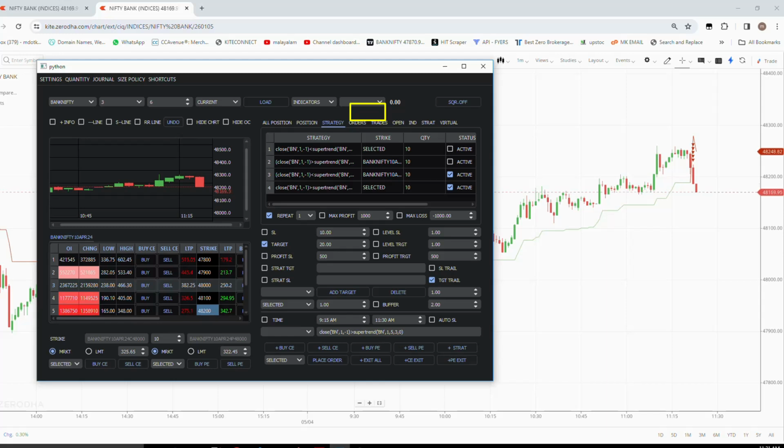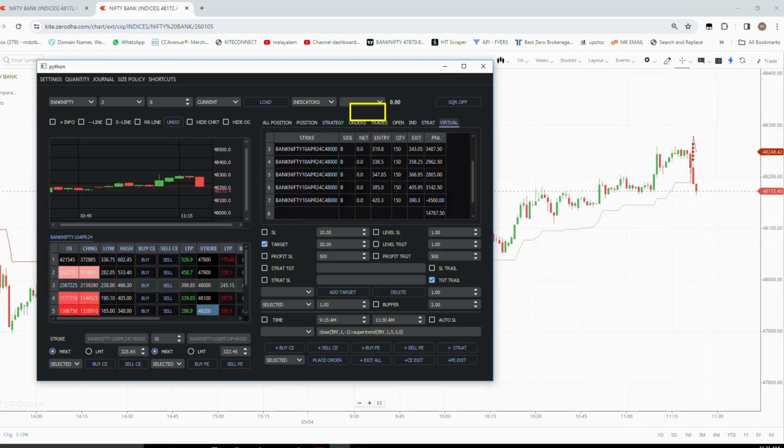Okay, our stop loss is triggered and the order is exited. This is how our exit strategy works, because our previous candle has closed below the super trend and our order is exited. So we got a loss of minus 4,500. 4,500 is our loss.